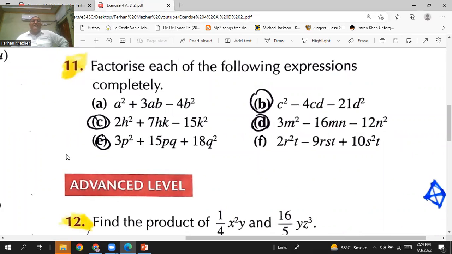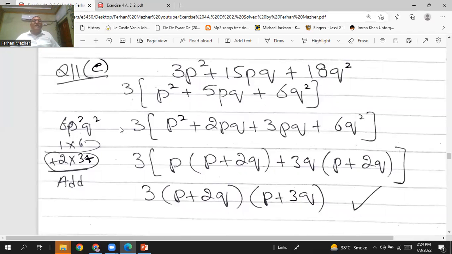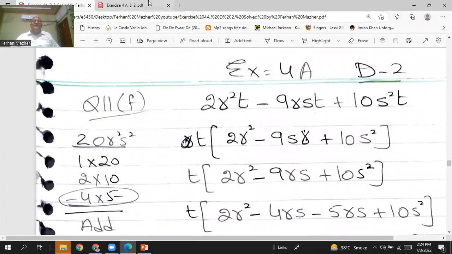Now question number 11, its F part, is showing up on your screen: 2r square t minus 6rst plus 10s square t. You can see t is common in all of them, so we will take that t common. That will make your work easier. So I will take t common, put a square bracket here. You are left with 2r square minus 9sr plus 10s square, square bracket close.